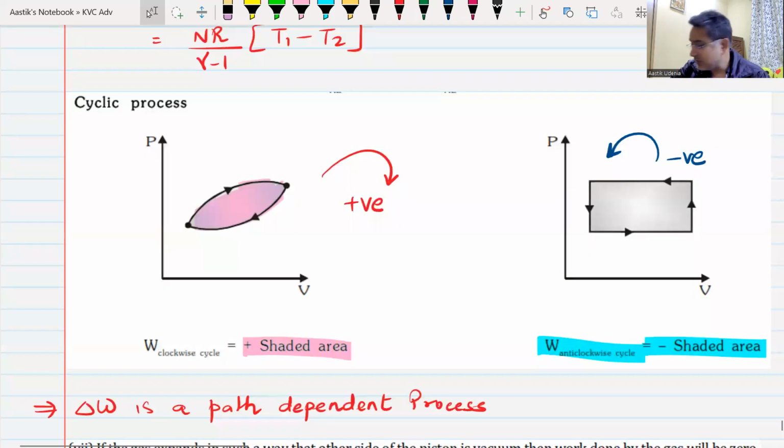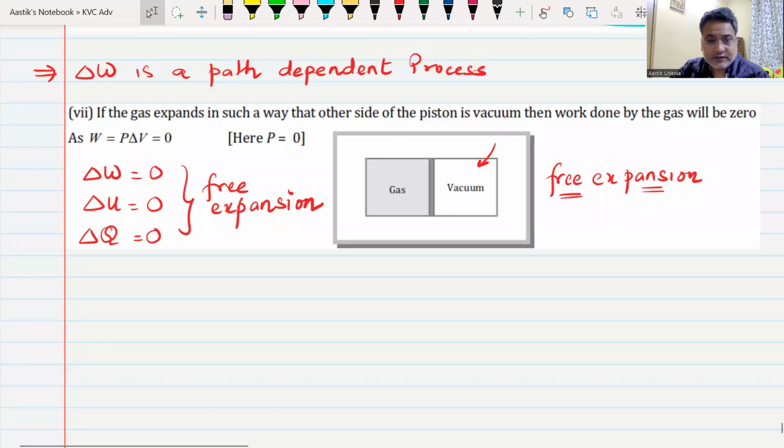We had seen the work done in a cyclic process is the area in between the graph. If it is a clockwise cycle, it's positive. If it is anti-clockwise, it is negative. Yes or no? And we had also seen work done is a path dependent process, and we had seen free expansion as well.